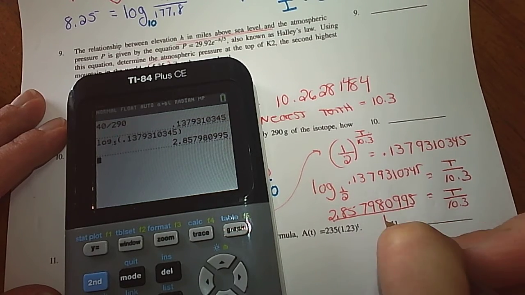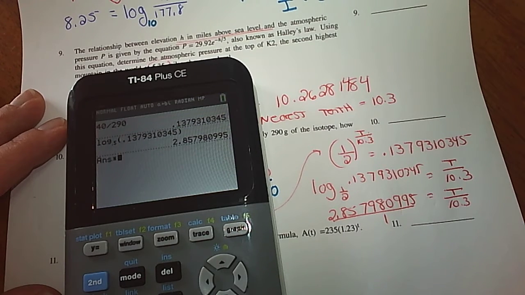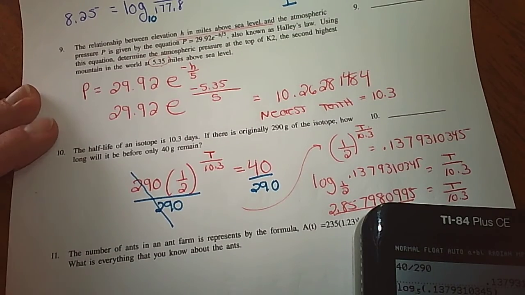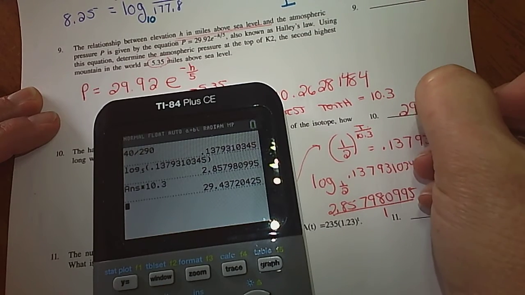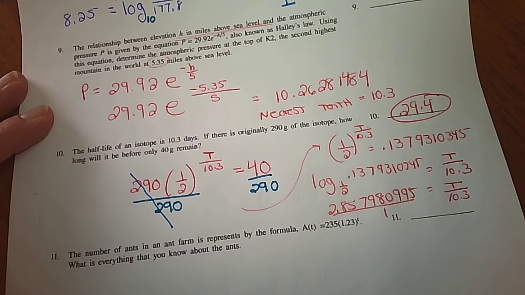So make him look like a fraction. Cross multiply. So I'm going to do that guy times 10.3. Right? Does it tell us what to round to? Let's go to the nearest tenth. And I'm going to say 29.4.